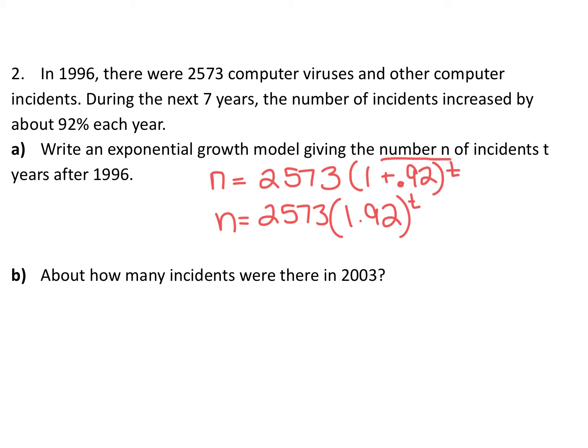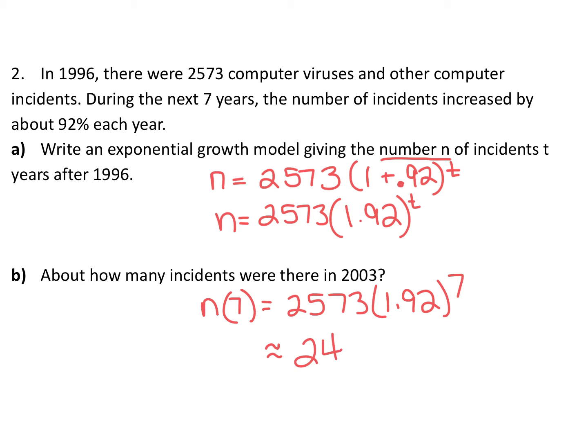About how many incidents were there in 2003? Well, 2003 would be 7 years after 1996. So I'm going to plug 7 into my function. I put that in the graphing calculator, and I get approximately 247,485 incidents.